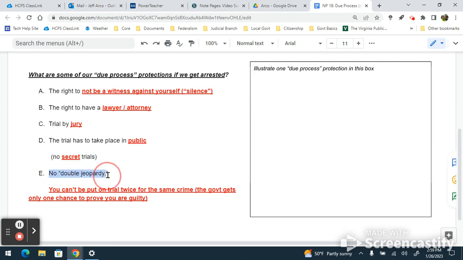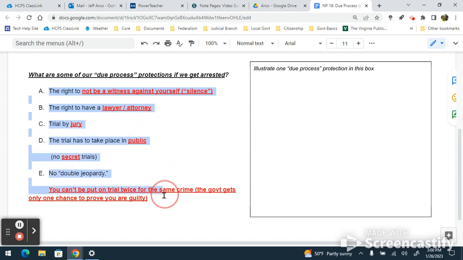Another part of due process is no double jeopardy. This one means you cannot be put on trial twice for the same crime. In other words, the government gets only one chance to prove that you are guilty in court. If you get arrested and the government doesn't do this for you, then you do not have a fair trial and you could appeal to the appeals court.